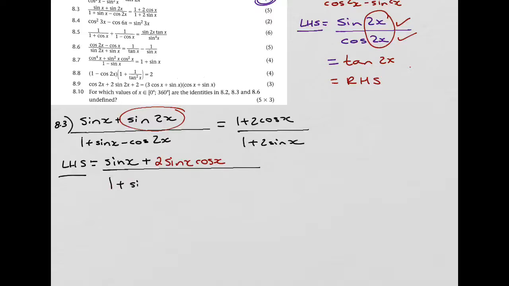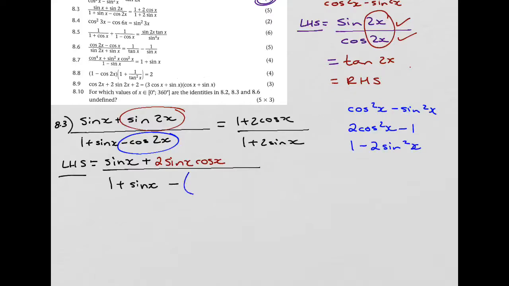But at the bottom, we have the cos double angle, and the cos double angle is one that has 3 options. So you could replace it with cos squared x minus sine squared x, or 2 cos squared x minus 1, or 1 minus 2 sine squared x. Whatever you're replacing with, please put it in a bracket, because there is that subtraction there which will need to be distributed as a negative.